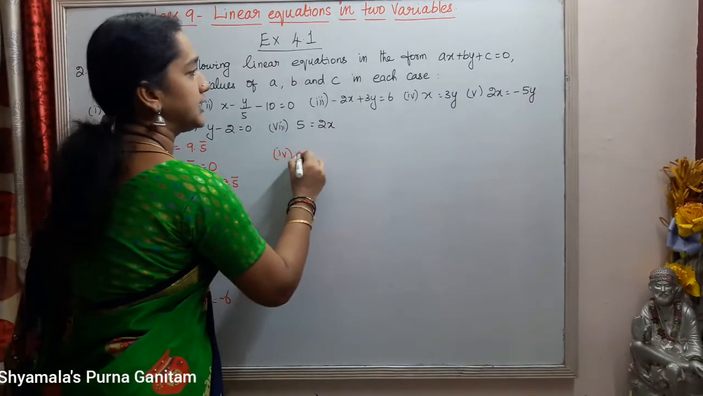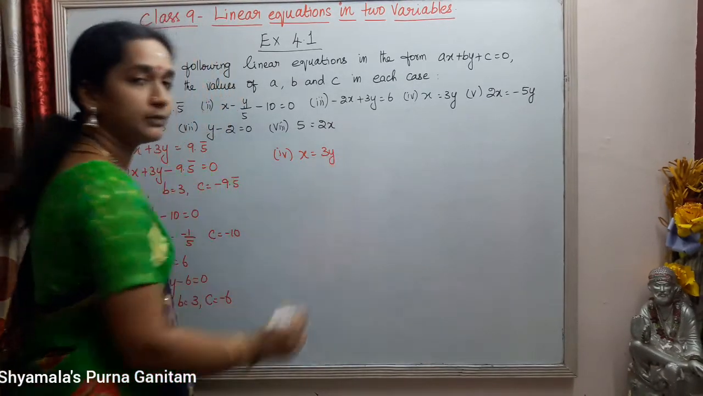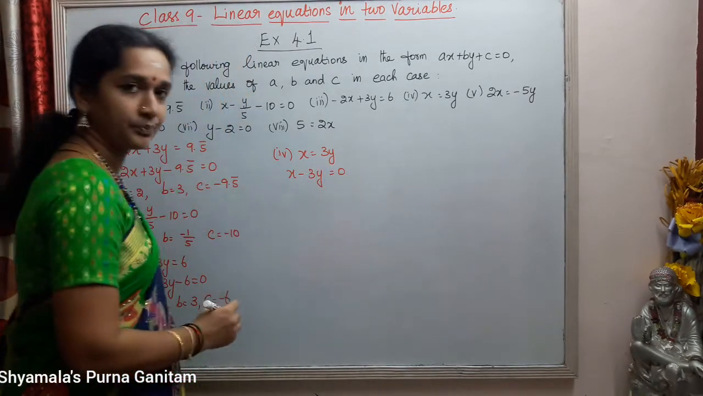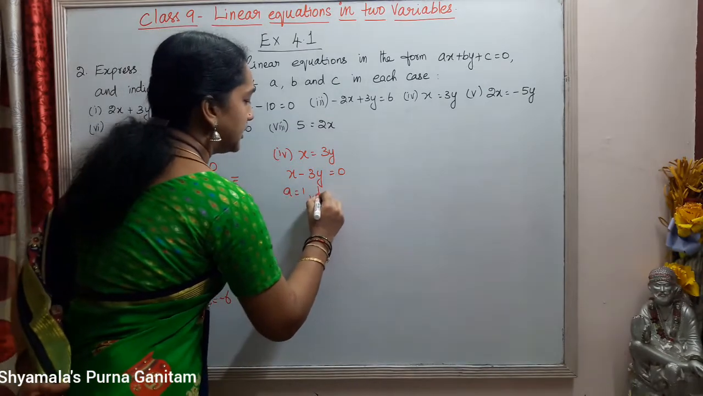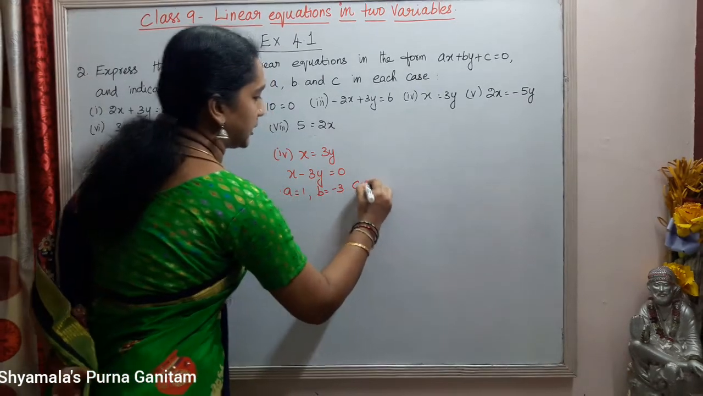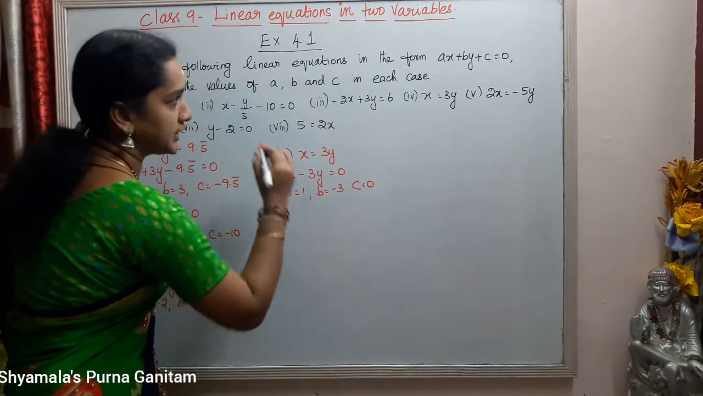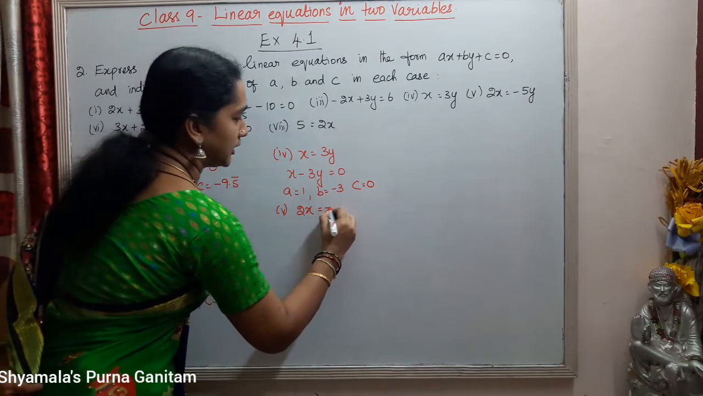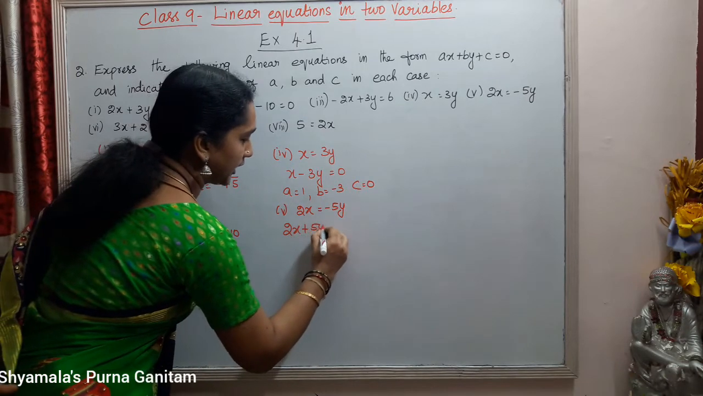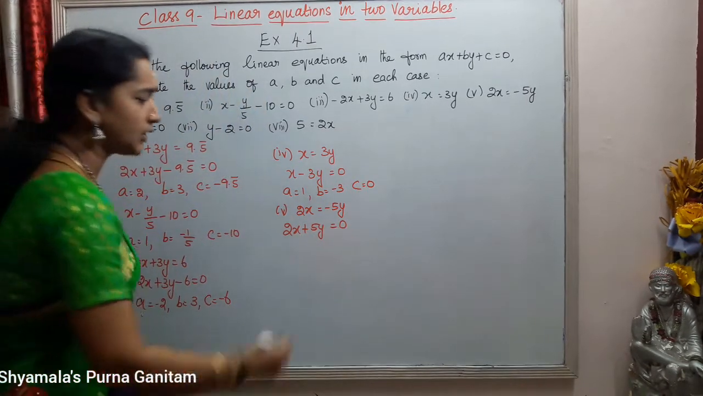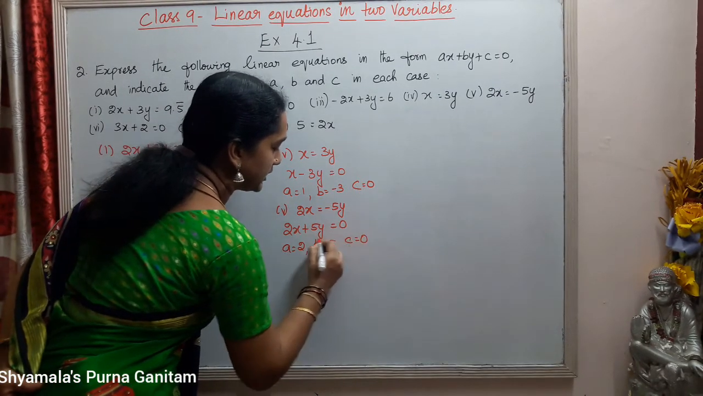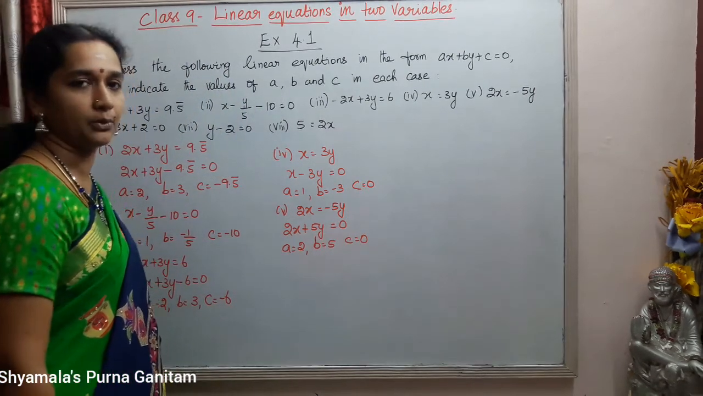Then fourth one is x is equal to 3y. Okay. So the general form will be x minus 3y is equal to 0. So a value is 1 here, b is equal to minus 3. There is no c value, that is constant value. So that is equal to 0. Then fifth sum is 2x is equal to minus 5y. So the general form will be 2x plus 5y is equal to 0. Okay, so a value is 2, b value is 5 and c value is 0. No c value, so it is 0.